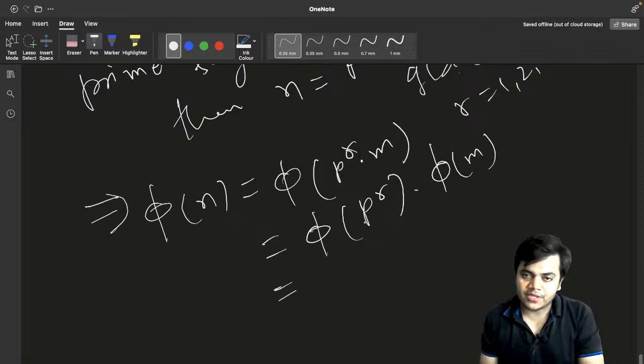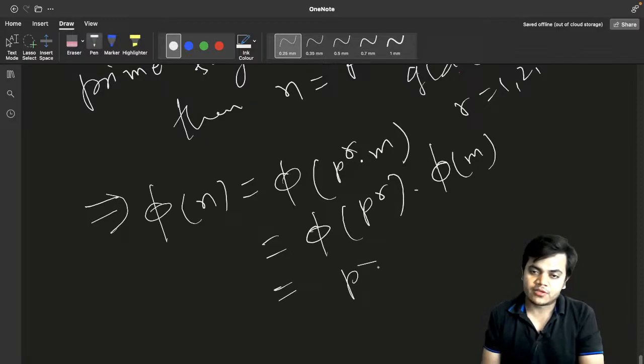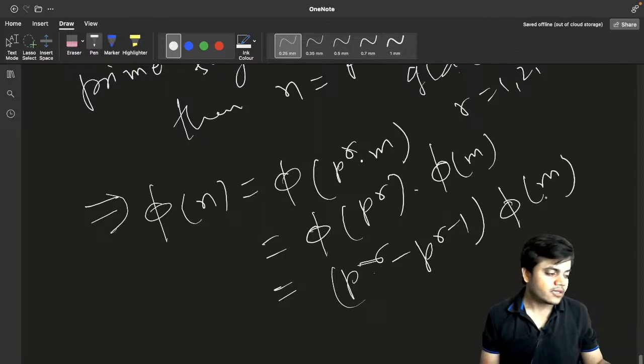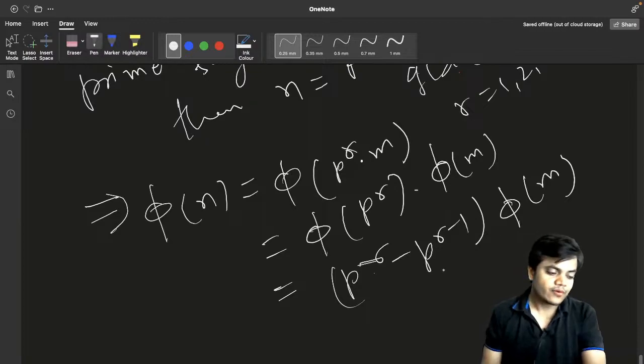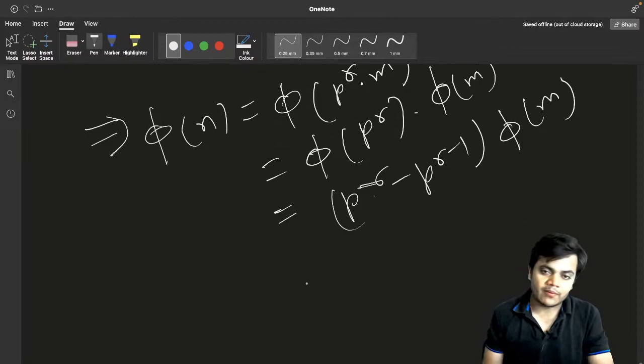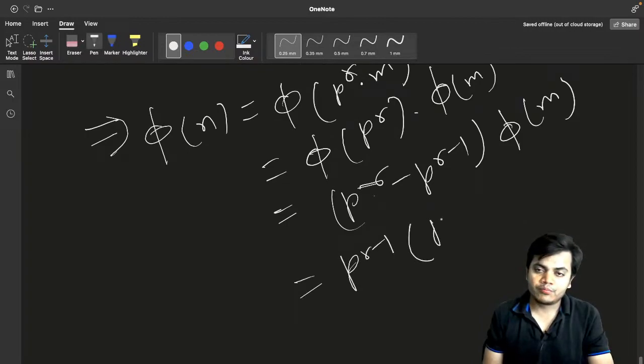And phi of p raised to the power r is what? p raised to the power r minus p raised to the power r minus 1, into phi of m. Okay. So this is phi of n. So from here we can say what? We can take p raised to the power r minus 1 as common, into p minus 1, into phi of m.